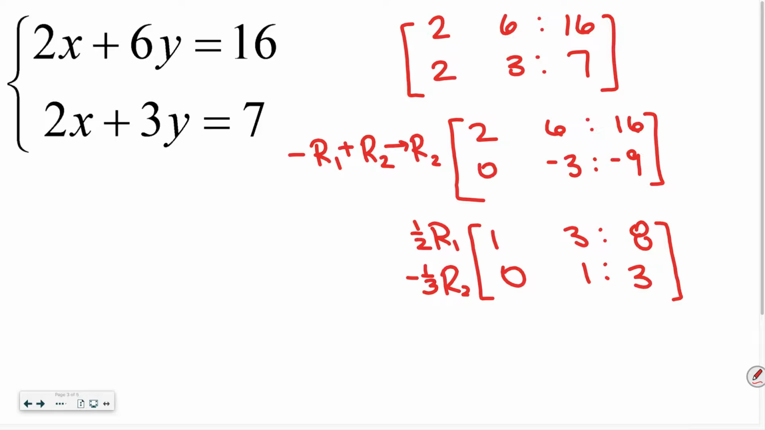Now, technically, this is as far as I would need you to take it. However, when you have a 2-variable system, once you get it into row echelon form, it's only one more step to get it into reduced row echelon form. What would we do to get this into reduced row echelon form? Reduced row echelon form would mean this is a 0 right here.